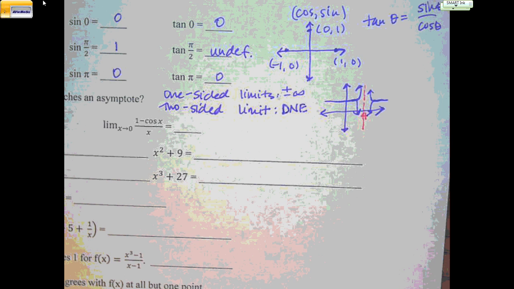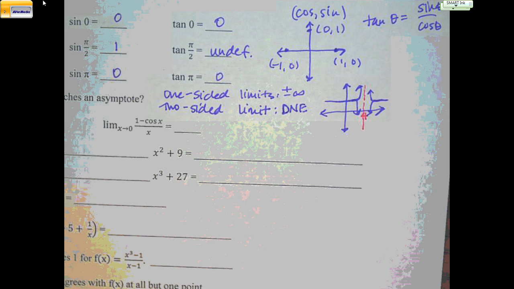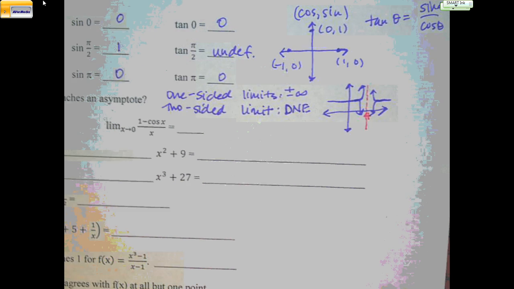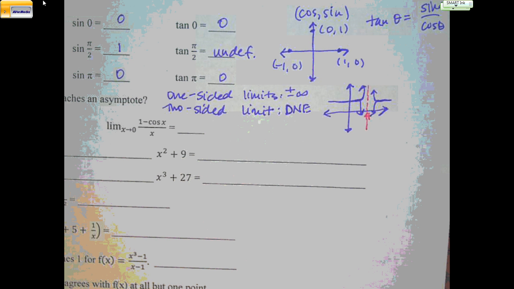Do what? One-sided means you're only answering as it comes from the right, or just as it comes from the left. Two-sided means you're looking at both at the same time. Great question. All right, any other questions about 1 or 2? You okay? Spencer, Marina, you guys okay?